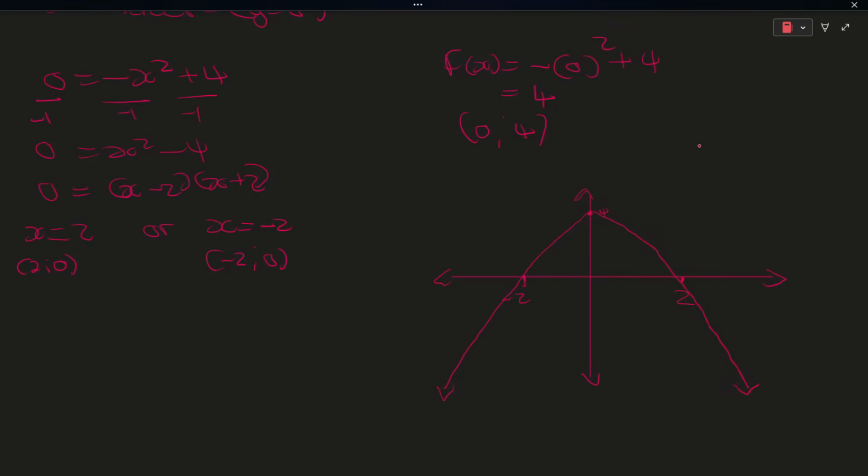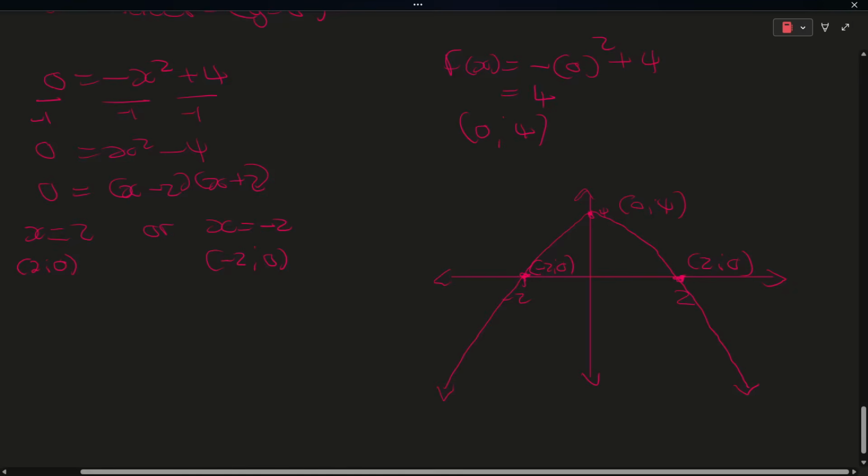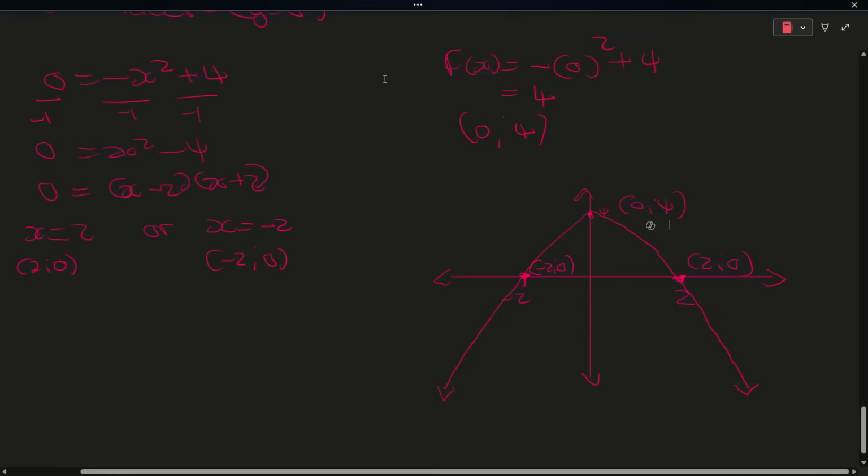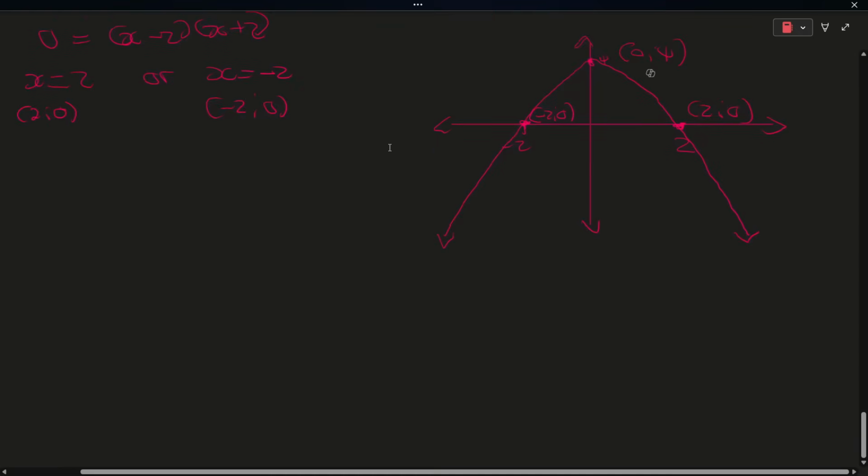You will end up having something like this. Here, what is the coordinate of this point? (-2, 0). What is the coordinate of this point? (2, 0). And here we're going to have (0, 4). But when you draw this graph, you will have a nice shape because you'll be using your pencil and a ruler.